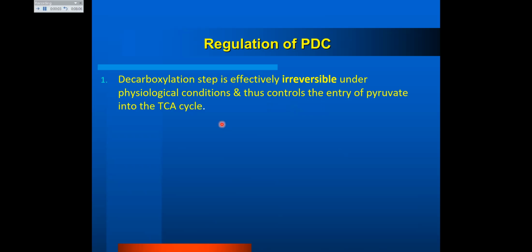So the decarboxylation step is effectively irreversible under physiological conditions and thus controls the entry of pyruvate into the TCA cycle. So we all know that this step of conversion of pyruvate into CO2 and then formation of acetyl coenzyme A is a very crucial step as it links glycolysis and the TCA cycle. So it has to be highly regulated. So one way is that the step is effectively irreversible under physiological conditions.